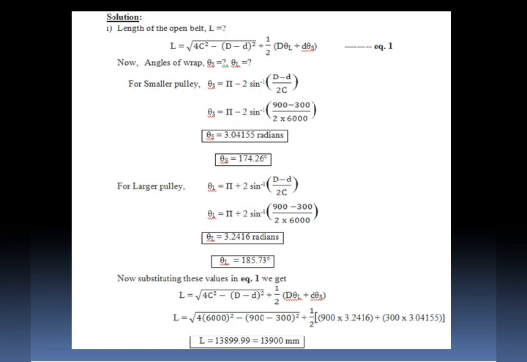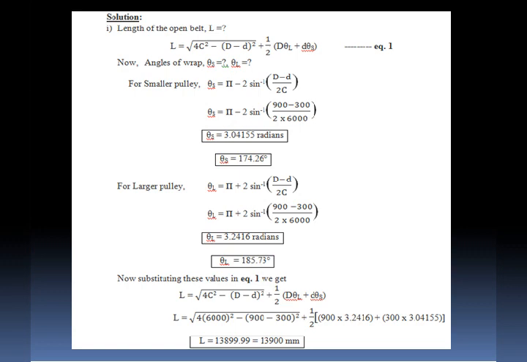Now if we want theta suffix L in terms of degrees, we need to multiply the value 3.2416 radians into 180 by pi. So we are getting the value theta suffix L is equal to 185.73 degrees.